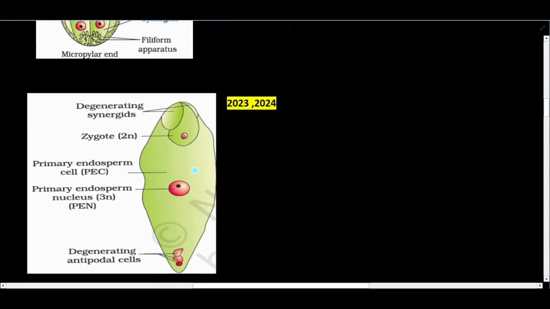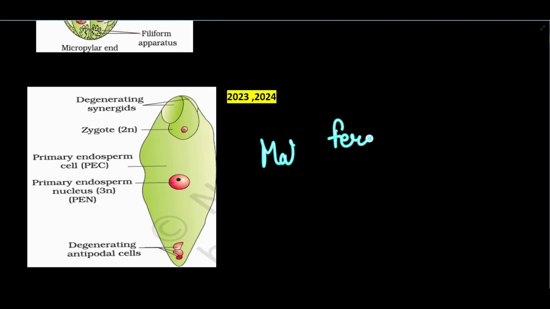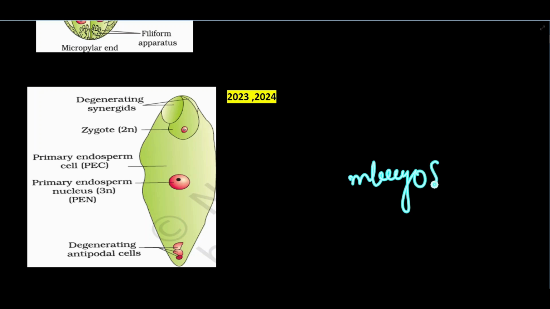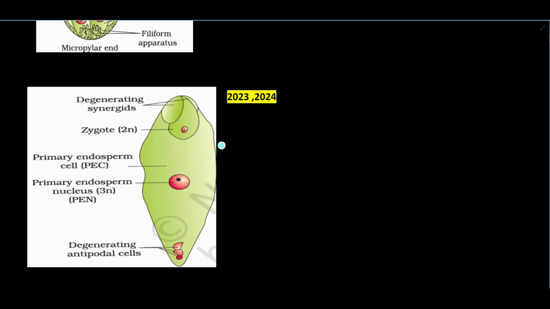The next diagram will be the structure of the fertilized embryo sac. After fertilization, the structure of the embryo sac will look like this. You have a zygote, and after fertilization you have the endosperm. In the 2023 and 2024 board examinations, the labeling of this diagram has been asked. So this is a very important diagram.